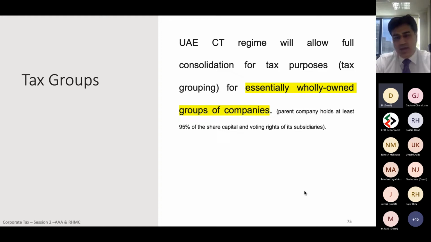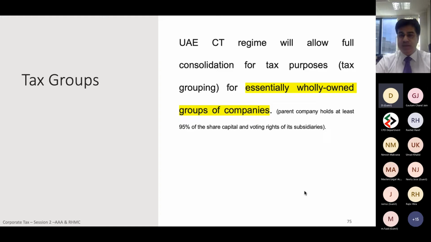Now, this is interesting, again, as I said, losses and tax group have a lot of combination. So we'll pick up tax group also, and we'll come back to the loss. Again, these are related sections, so I have intermingled a little bit to give clarity on the subject. Tax group: the UAE corporate tax regime allows full consolidation for tax purposes. That is tax grouping. As we have seen in the VAT framework also, there is a tax group you can make. Now, in this case, it's essentially a wholly owned group of companies.